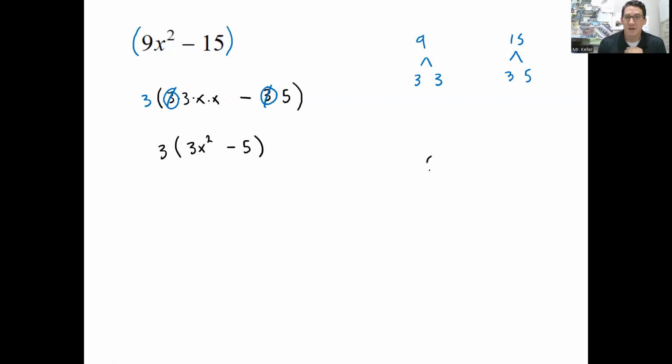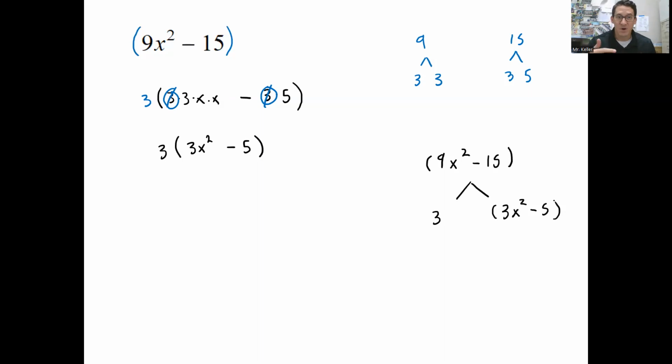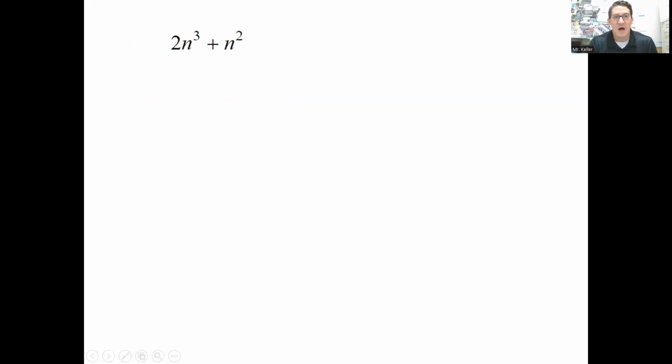So again, what we did, we took our 9x squared minus 15, and it's like a little factor tree. It splits into 3, and then 3x squared minus 5. You can also think of it as a reverse distribution, right? If we were to distribute the 3 back into the parentheses, it would end up as 9x squared minus 15. But here is the factored form. All right, so let's do another example.